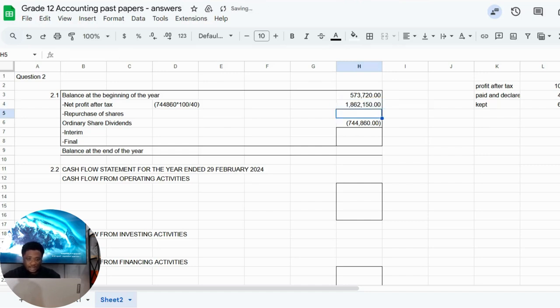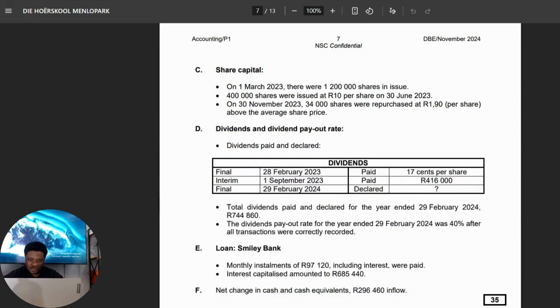All right, the next thing that we need to then look at is the repurchase of shares. So for the repurchase of shares, we would look at the share capital information. So it says on 1 March 2023, there was 1.2 million in issue. And then it says 400,000 shares were issued at 10 Rand per share. So this is not a buyback. But then on the 30th of November, 34,000 shares were repurchased at 190 per share.